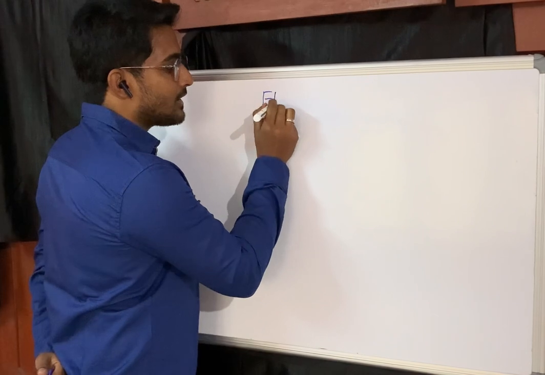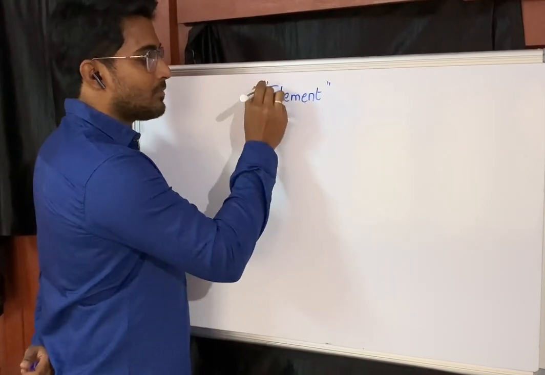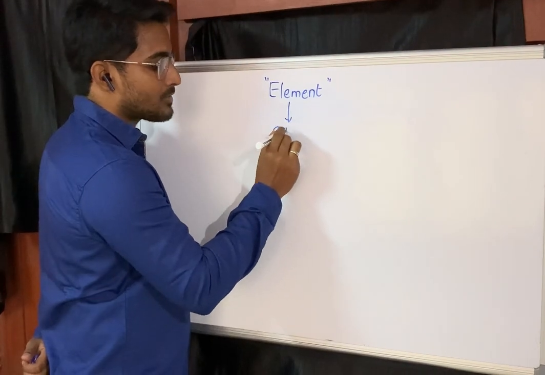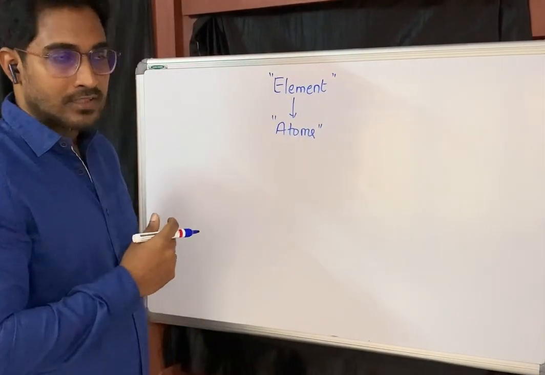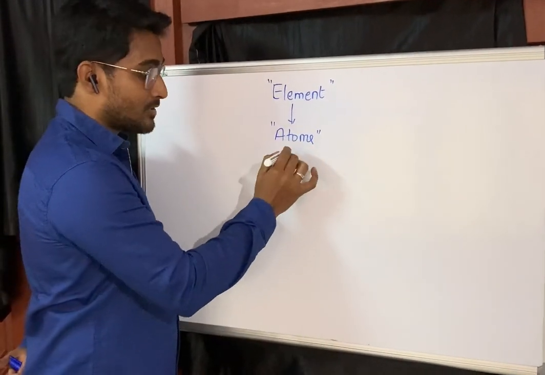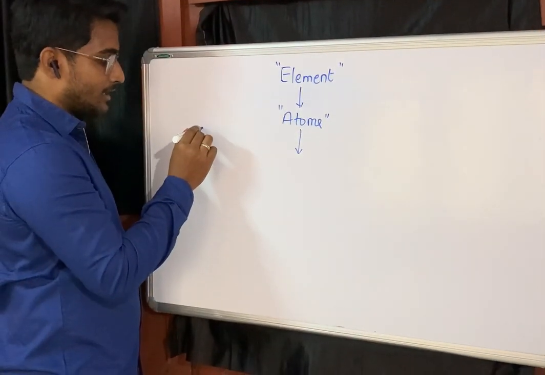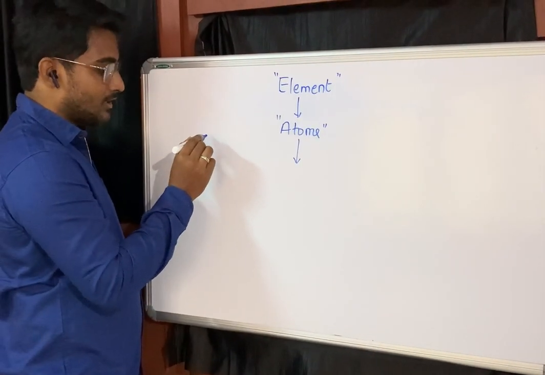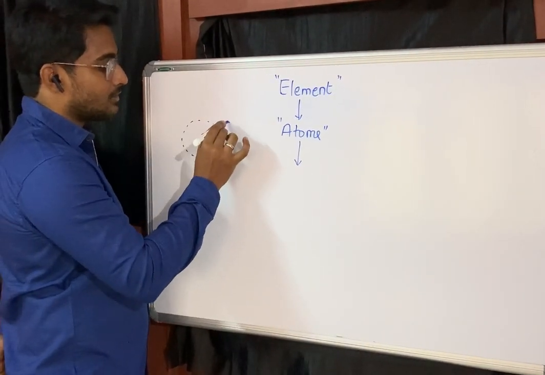We all know about elements. Yes, every element in this universe is composed of atoms. We have already discussed this in our previous classes. So every element in this universe is composed of some atoms. If you observe an atom clearly, an atom is again composed of a nucleus surrounded with electrons. See, a nucleus surrounded with electrons.